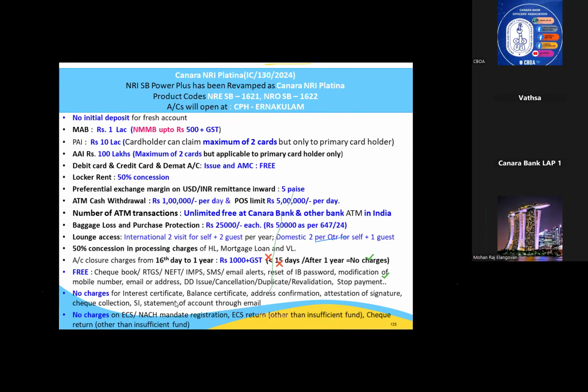No charges for interest certificate, balance certificate, address confirmation, attestation of signature, check collection, standing instruction, statement of accounts. No charges for ECS, NACH mandate registration, ECS return. So many free concessions are there, only if they maintain 1 lakh minimum average balance. If the balance gets reduced, automatically all these free concessions will be revoked and charges will be debited.